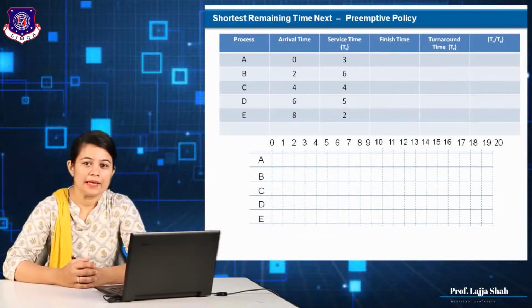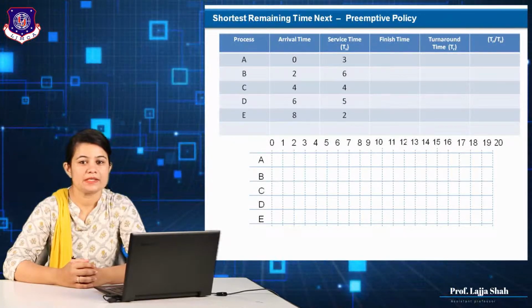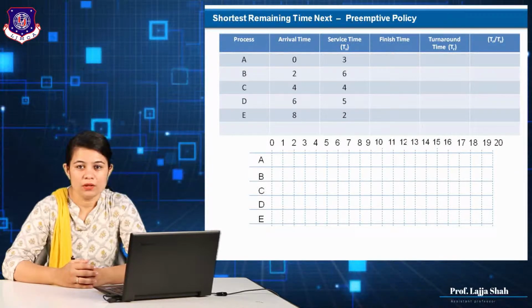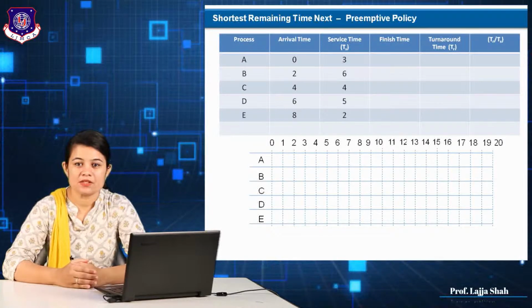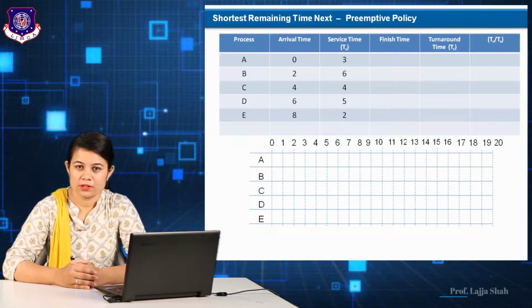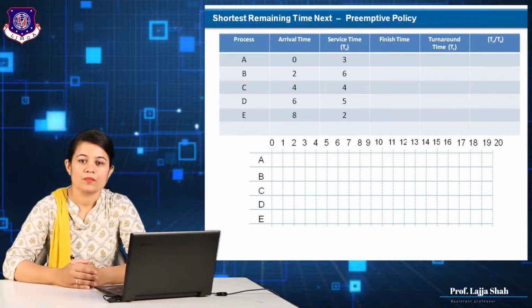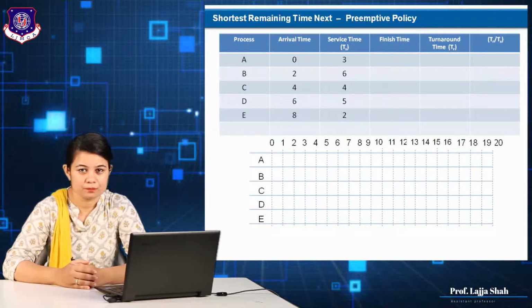First of all, let's understand what it means by shortest remaining time next. At some time interval, the operating system will check the remaining time, that is the remaining execution or service time, for the processes, and the next process will be selected that has the shortest remaining time.